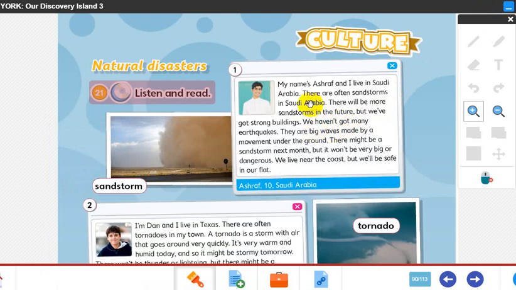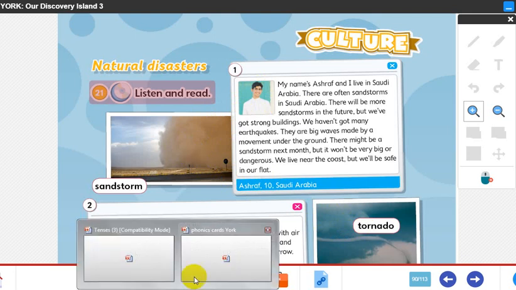So let's go to our pupils book. In our lesson today, I invite you to read and get information about natural disasters like earthquakes, sandstorms, and tornadoes. At the beginning, if you can see here, this is a sandstorm. Here we have a tornado. At the beginning of this lesson, let me introduce some new words for you.